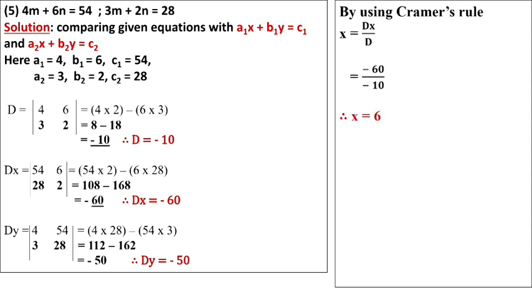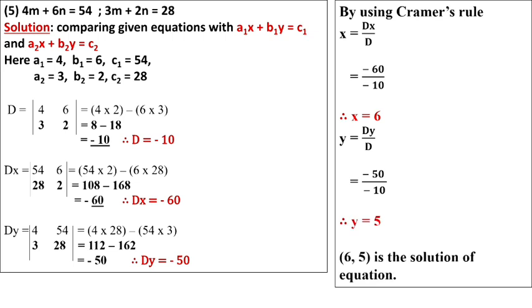So minus cut, 10 1 is 10, 10 6 is 60. So x value is 6. For finding y equal to dy upon d, dy value is minus 50 and d value is minus 10. Minus minus cut, 10 1 is 10, 10 5 is 50. So here y value is 5. So the answer is 6 and 5 is the solution of the equation.